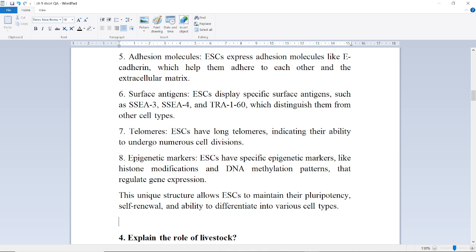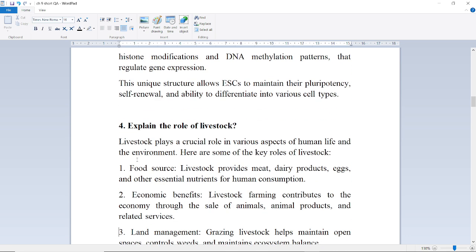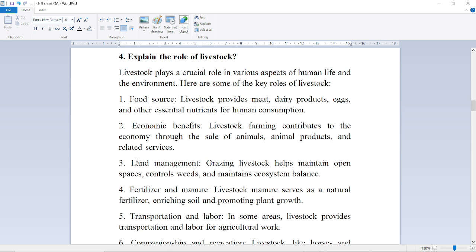Next is epigenetic markers. Embryonic stem cells have specific epigenetic markers like histone modifications and DNA methylation patterns that regulate gene expression. This unique structure allows embryonic stem cells to maintain their pluripotency, self-renewal, and ability to differentiate into various cell types. Next is explain the role of livestock.